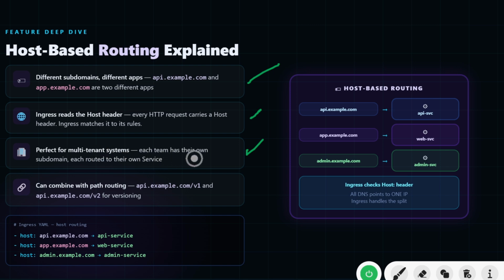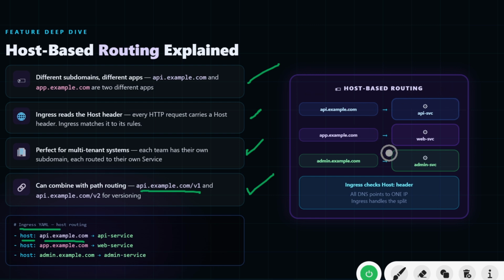That means each team has their own subdomain, and each is going to route to their own service, and that can combine with path routing also. So this is the combination of host as well as path, api.example.com/v1. And this is the Ingress YAML host routing rule. Host api.example.com means this request goes to the API service. Likewise app.example.com goes to the web service, and admin.example.com goes to the admin service.